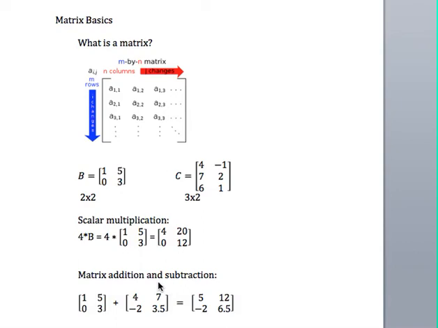Matrix subtraction is the exact same thing, only you would put a negative here and you would subtract 1 minus 4, 5 minus 7, and so on to get your answer.